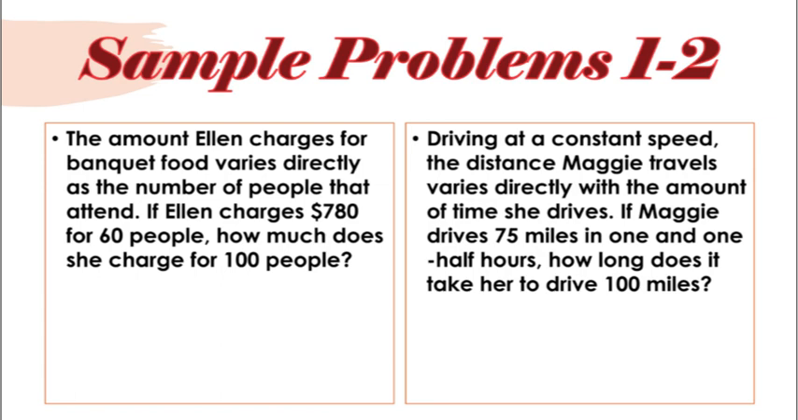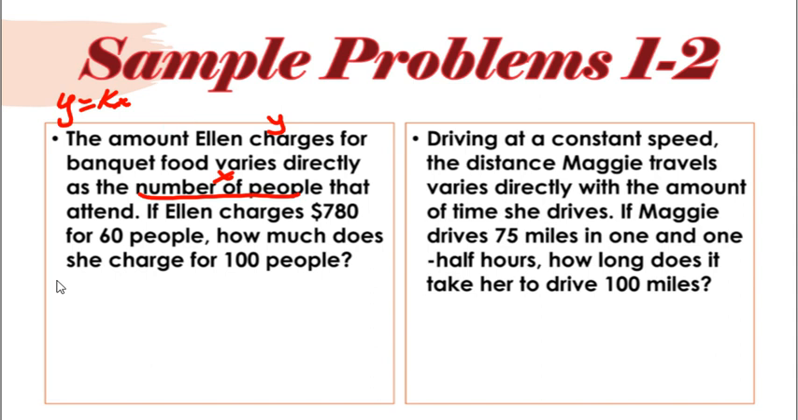First one, the amount Ellen charges for banquet food varies directly as the number of people that attend. If Ellen charges $780 for 60 people, how much does she charge for 100 people? So to set this up, we need to find the constant. First off, let's go y equals kx. A y is like the charges, and the number of people is like your x.